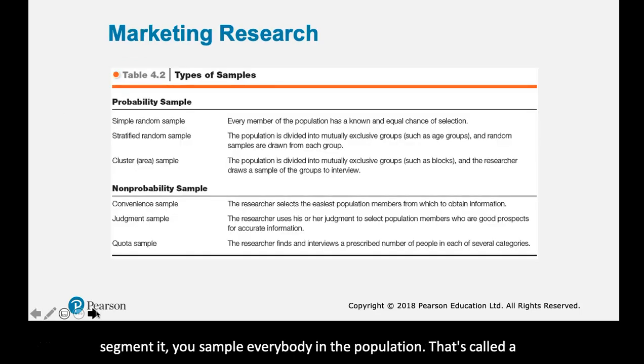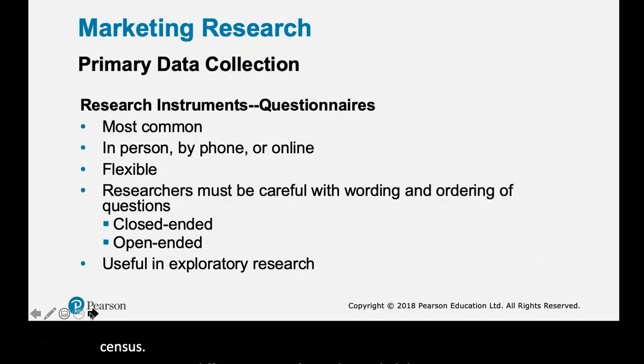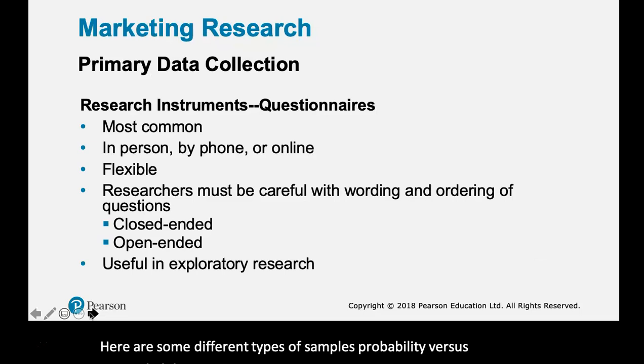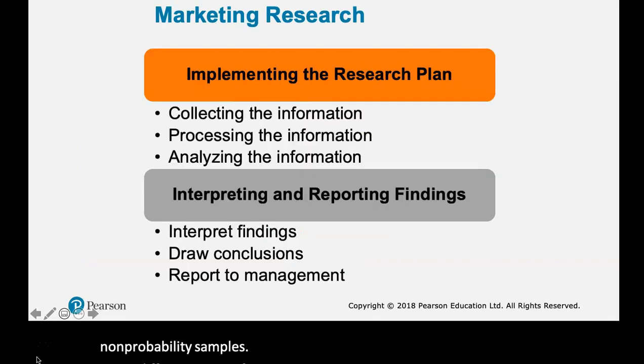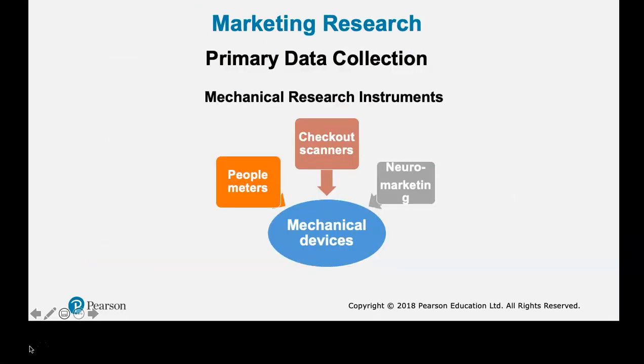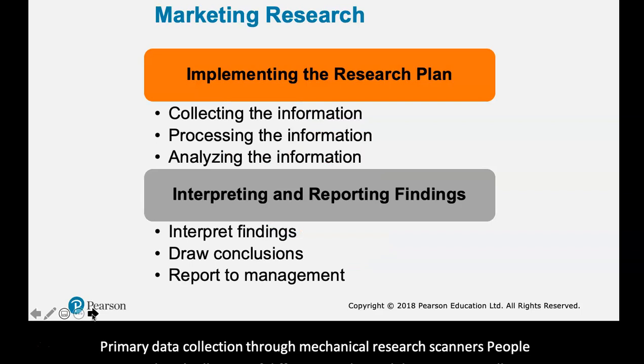Here are some different types of samples: probability versus non-probability samples, some different types of questionnaires, primary data collection through mechanical research, scanners, people meters. There's all types of different mechanical devices to actually get raw data, raw primary data.